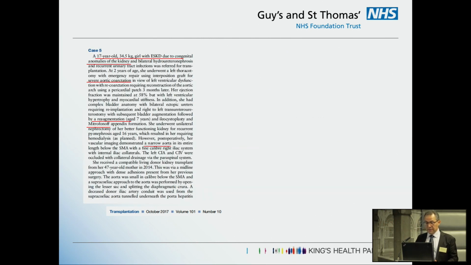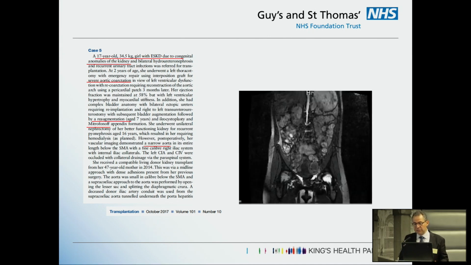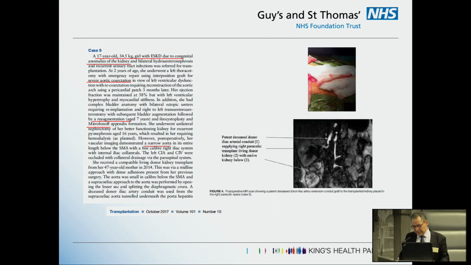And next one was this 17-year-old with previous aortic coarctation and surgery for that, as well as augmentation and reaugmentation, and had a narrow aorta, and you can see here in this MRI. And in this case, we utilized a deceased donor iliac vessel, you can see on the top, to do a jump graft between the supraceliac aorta and the kidney, which you can see on the left here. So that's the transplant kidney, that's the jump graft.